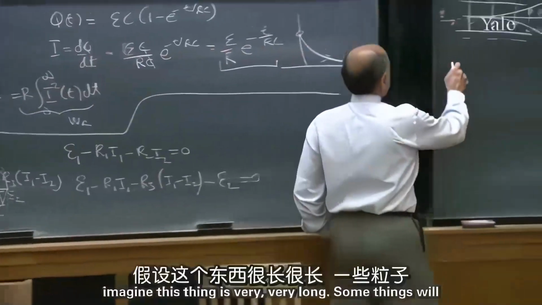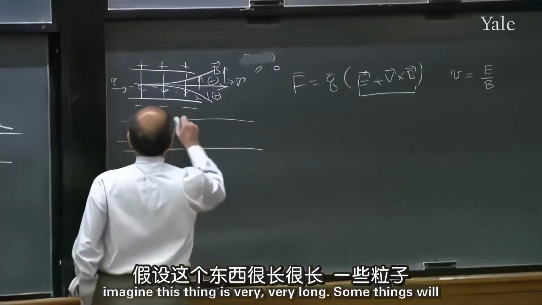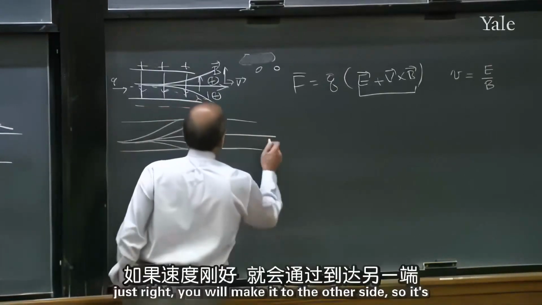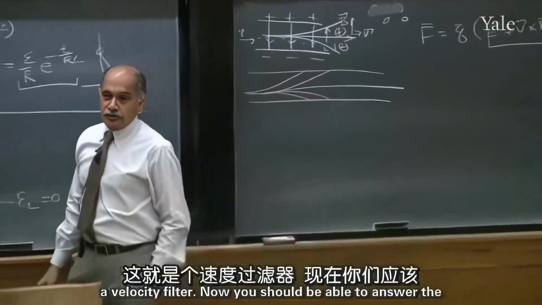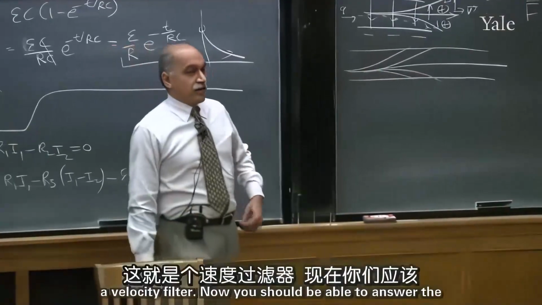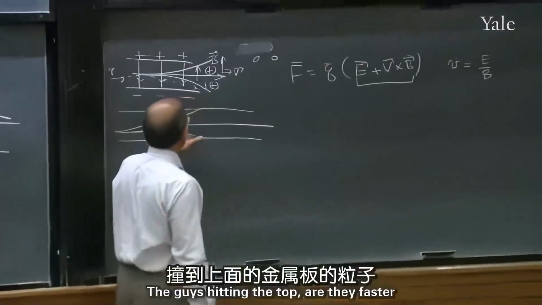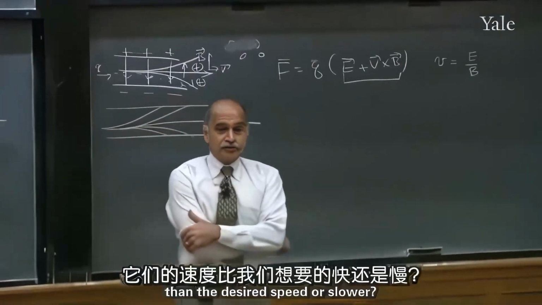In other words, imagine this thing is very, very long. So some things will go hit it there, others may hit it here. If you're just right, you will make it to the other side. So it's a velocity filter. Now you should be able to answer the following question without doing long calculations. The guys hitting the top, are they faster than the desired speed or slower?